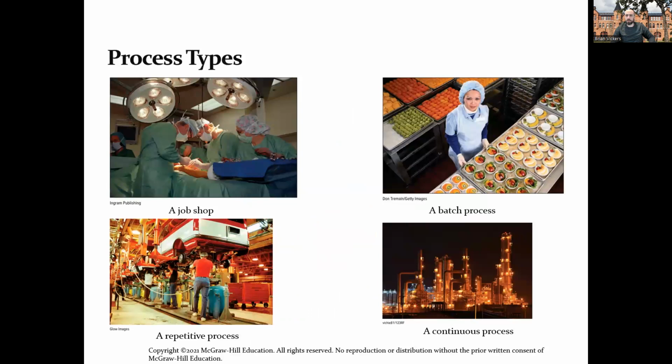This is kind of in the wrong order here, but this is examples of process types. This really should be a little bit earlier in the slides. I'm not sure why it's located here, but here's an example of a job shop when it comes to service industry, an operating room.